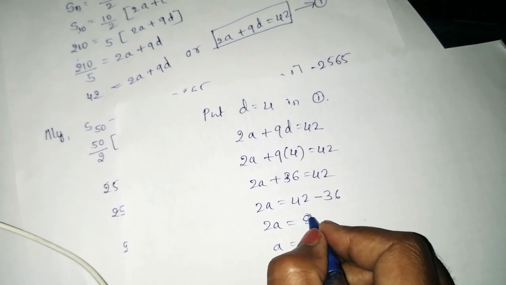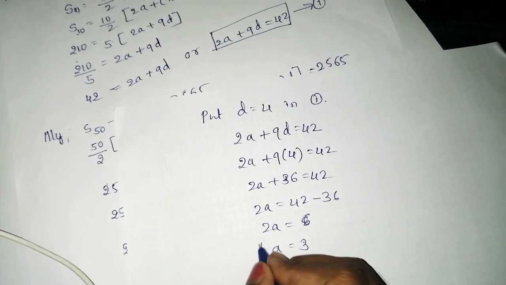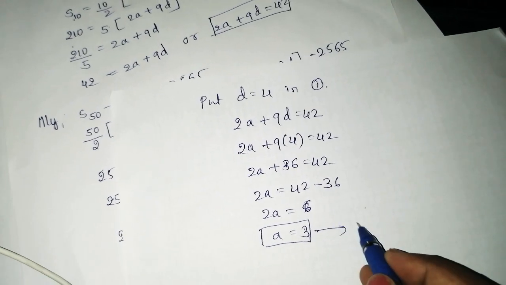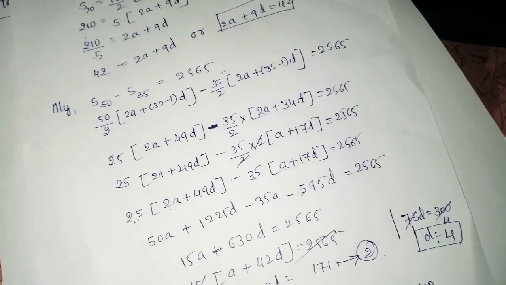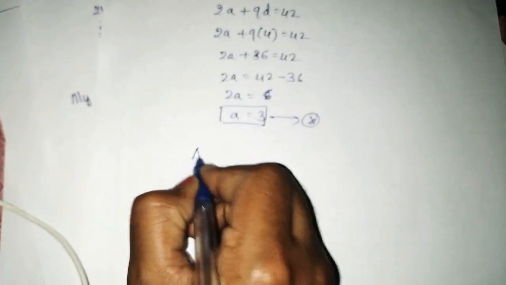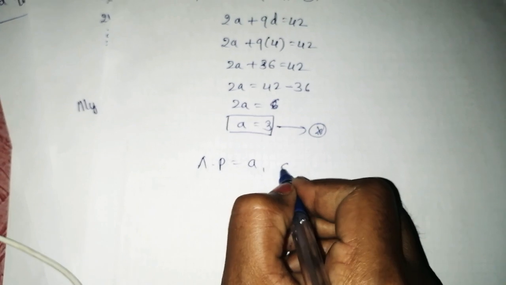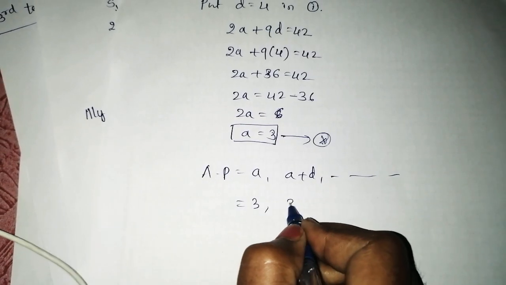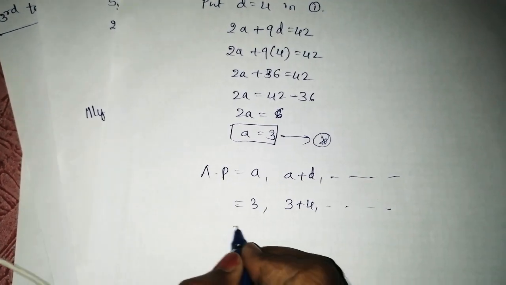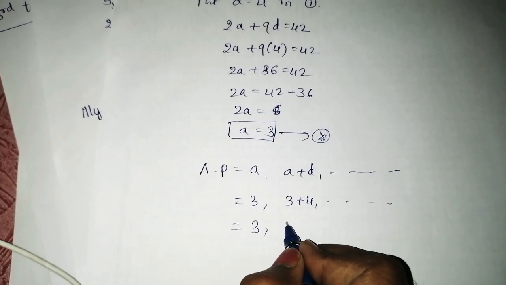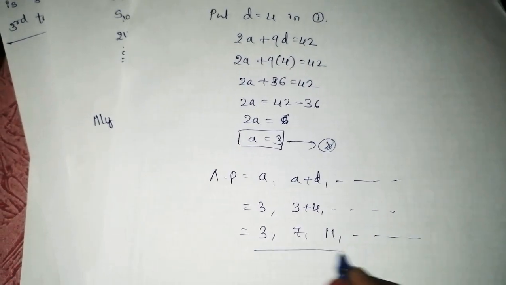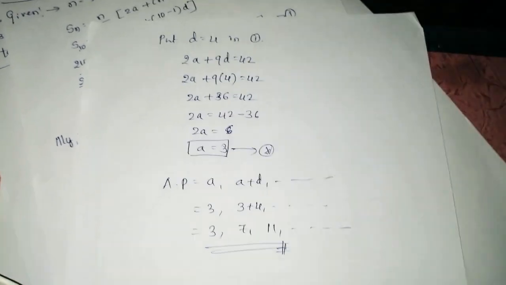it is 6. So a value is 3. So ultimately you got a value as 3 and that of d value as 4. By taking these a and d value you can easily find out the AP, that is a, a plus d, and so on. A value is 3, d value is 4, so that is 3 comma 4 plus 3 is 7, again 4 it is 11, and so on. So this is the required AP. So this is one of the 4 marks question.